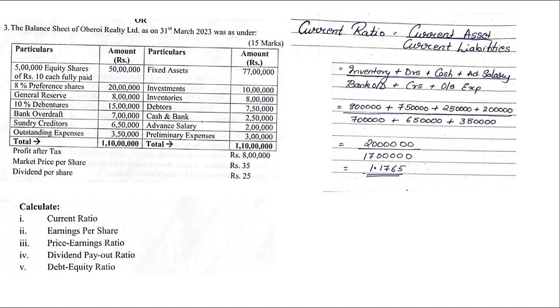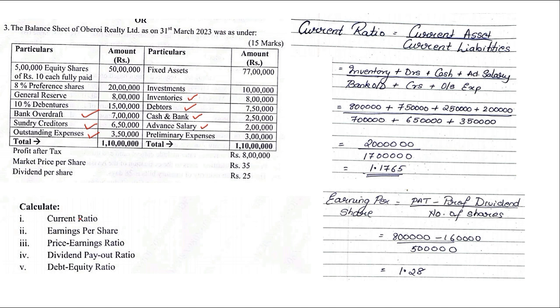Now current assets, we have inventory, debtors, cash, and advance salary. So we noted down all those four. Under liability we have bank overdraft, creditors, and outstanding expense. We have noted down, added up, divided, we got the value as 1.1765. The second question is earning per share. Formula is profit after tax minus preference dividend upon number of shares. So profit after tax was 8 lakhs. Preference dividend is based on preference share, that is 8% of 20 lakh, which comes to 1,60,000, divided by 5 lakhs, that's the number of shares. We got the value as 1.28 rupees.